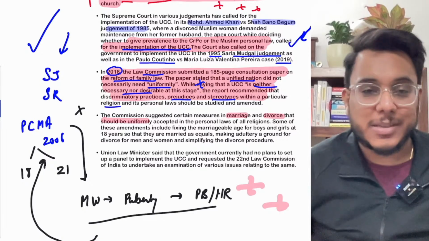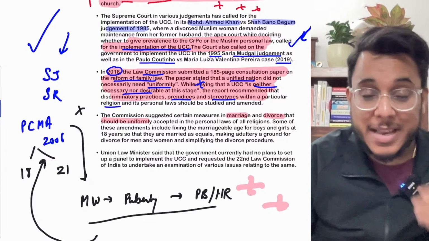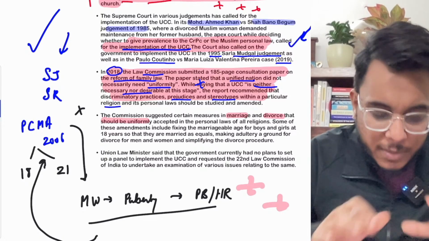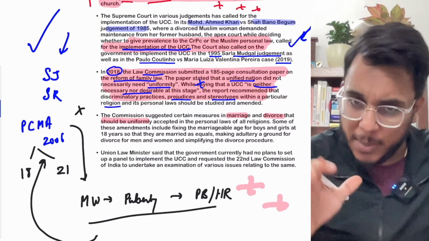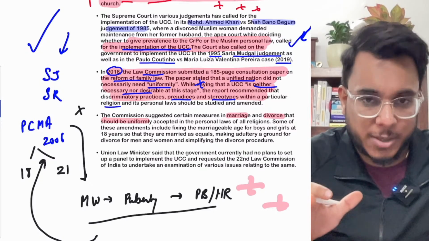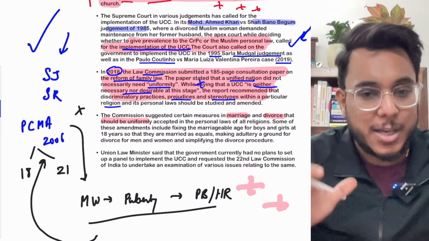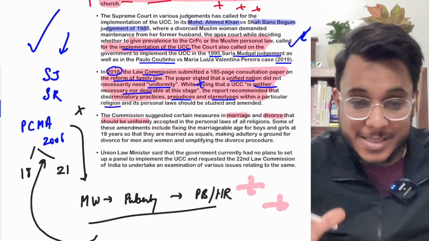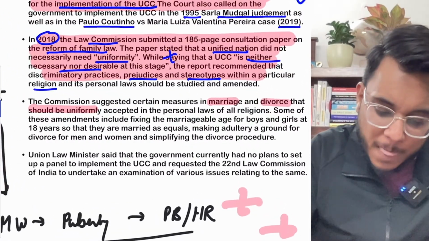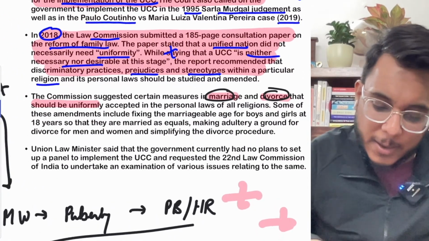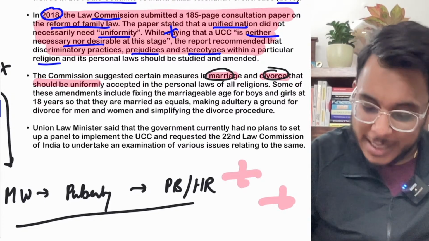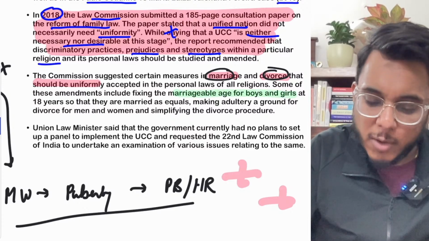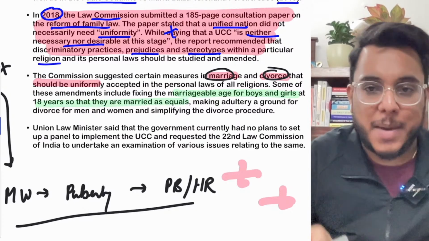Is it clear? Moreover, in this direction, many times child labor is also happening. So these are certain matters. Divorce: triple talaq was there, instant triple talaq was actually there, and nikah halala is still there. These things often lead to the violation of women's rights. So specifically, marriage and divorce matters need to be seen first. The Law Commission also provided that we need to bring the marriageable age for boys and girls to 18 years, so they are married as equals.